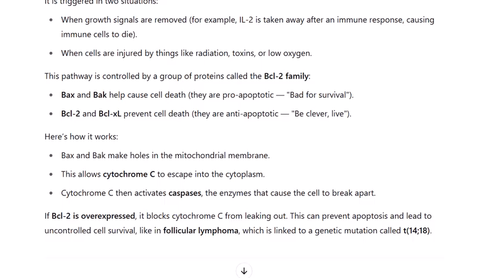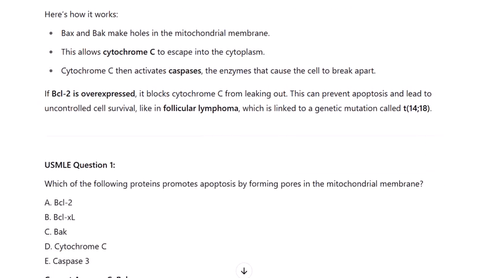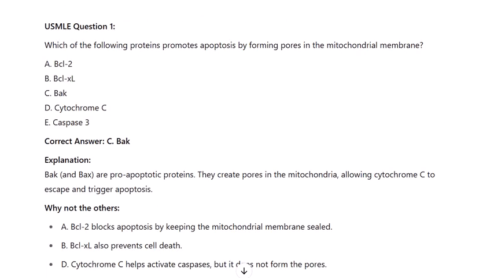USMLE question 1. Which of the following proteins promotes apoptosis by forming pores in the mitochondrial membrane? A. BCL2. B. BCL-XL. C. BAK. D. Cytochrome C. E. Caspase 3. Correct answer, C.